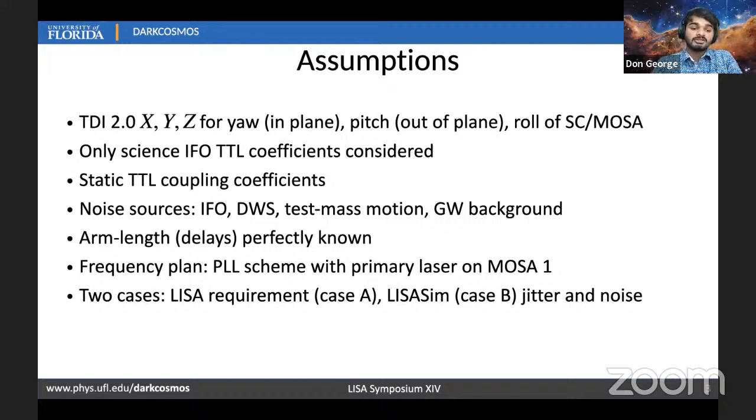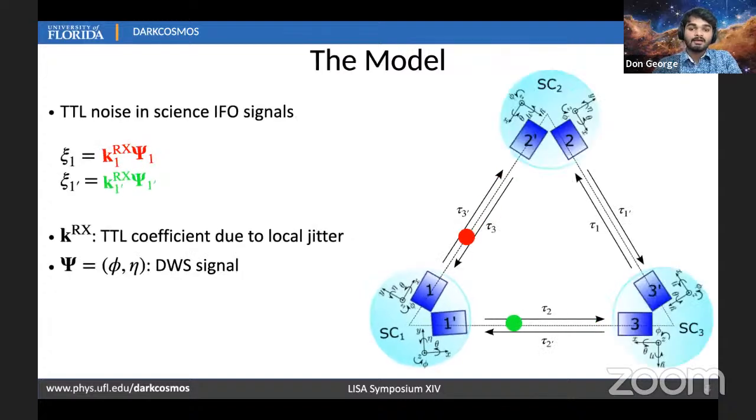And I will eventually present some results that show how tilt-to-length differs for different cases. Case A being the LISA requirement jitter, and case B being one of the models that's being used in LISA Sim and its noise profiles. So this is the model that we consider.